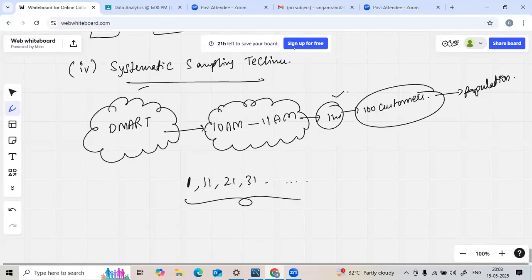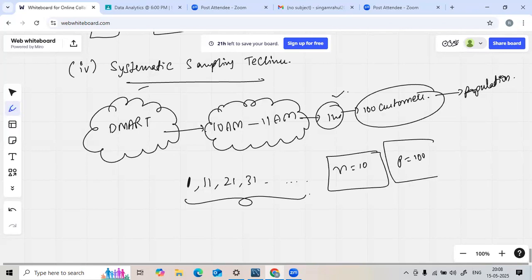Like that, for all the 100 customers, if you take a sample, the sample size is n equals 10 and the population size is 100. Assume that this is your sample and this is your population. Population size is 100, sample size is 10. Why? Because they are just checking every 10th customer.